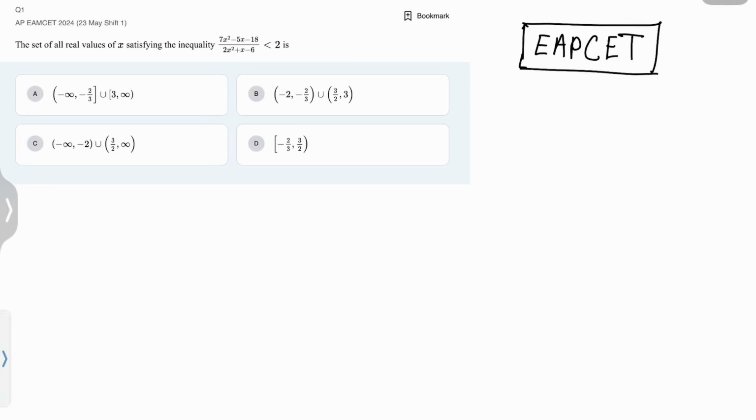Let's start the PYQ series in EAPCET. The first question is the most important PYQs. The first chapter is quadratic equations. So let's start the first chapter.